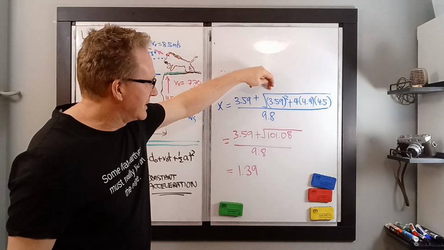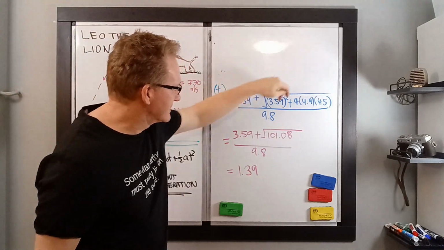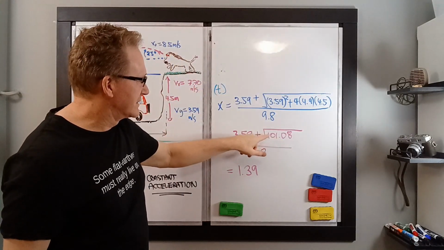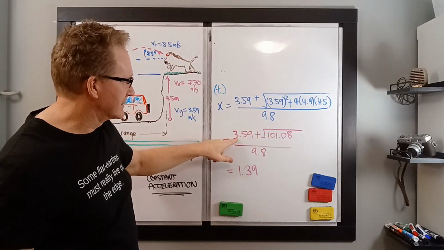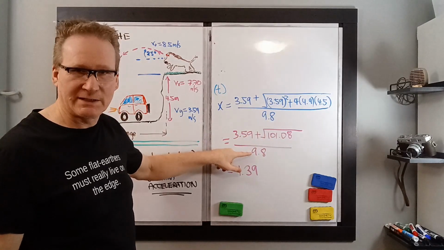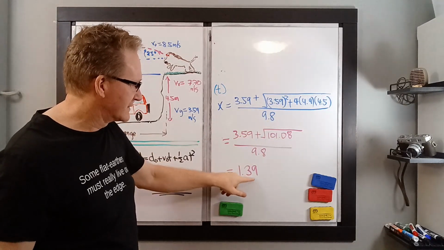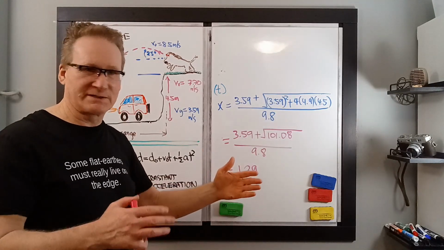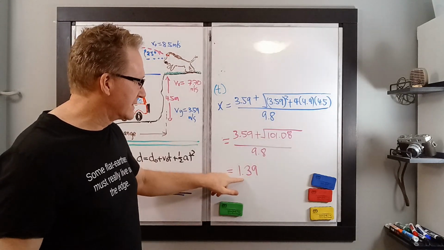So taking a look at this here, you have all of this inside here, about 101, which the square root of that is going to be about 10. Adding these up is going to be about 14. Divided by 10 is going to be about 1.4. This answer looks reasonable. Always check to see if the answer is reasonable. This would be the answer in seconds.